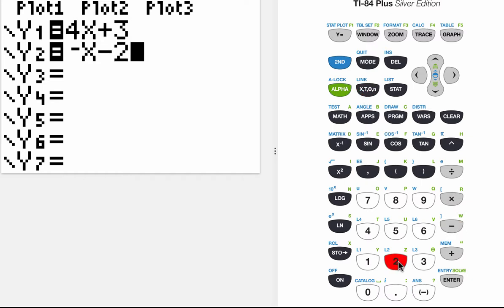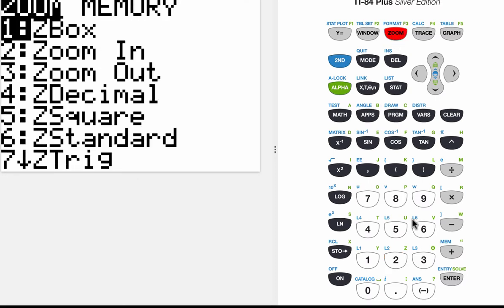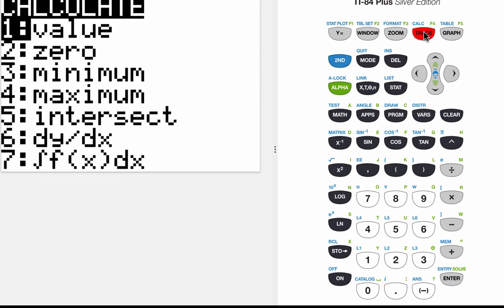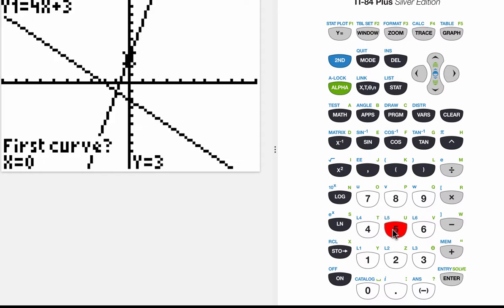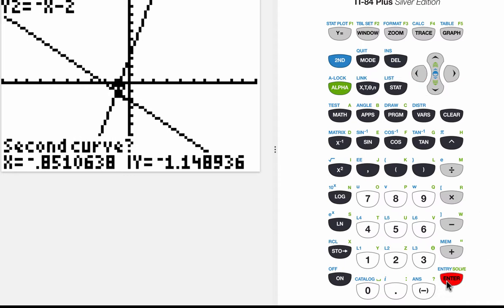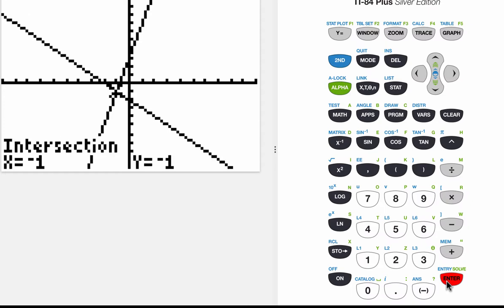After that, I'm just going to look at a standard 10 by 10 graph, so that's zoom up at the top and then the number 6 for standard. Again, that gives me that standard 10 by 10. I see that we have an intersection, so in order to find that intersection, I'm going to do second and then the trace key, and I want option number 5. We're going to try to scroll as close to that intersection as we can. Then we hit enter for the first equation, enter for the second equation, and then enter as a guess. All you have to do is follow the prompts on the calculator. And we see that there's an intersection at negative 1, negative 1.